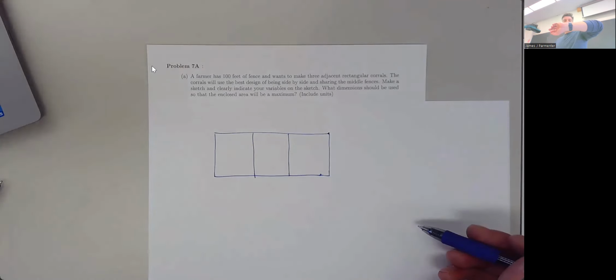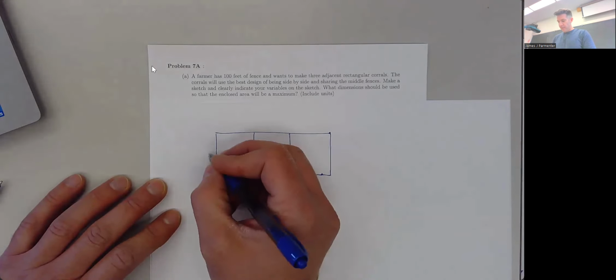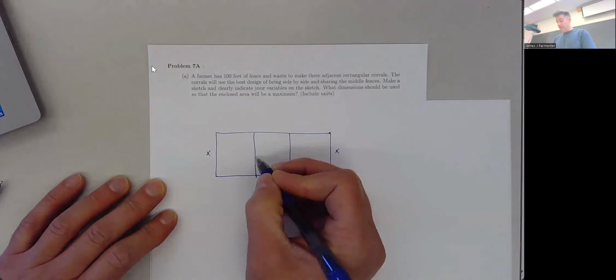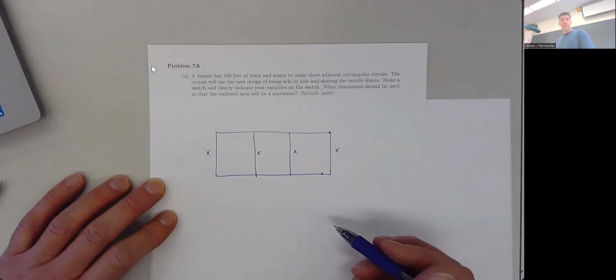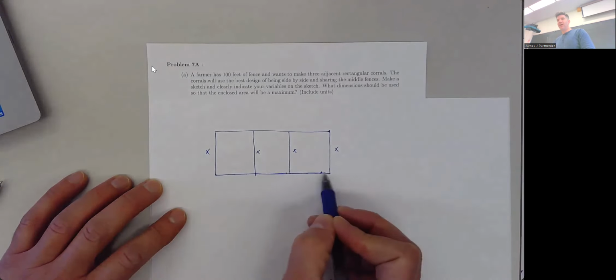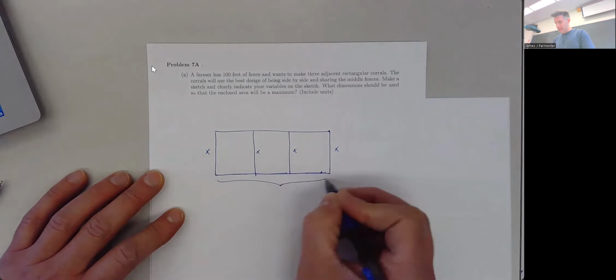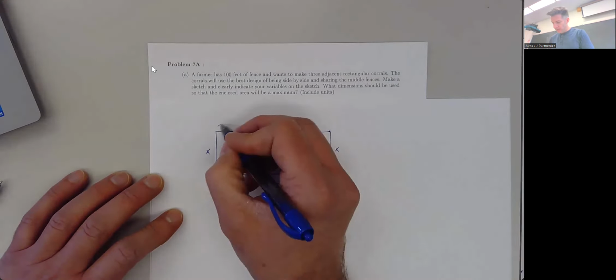There's 2 different ways of doing this. My preference is to call this side X. And we do have to write X's there because we do have to use fence to build those middle parts as well. And then some people like to call each of these parts Y. I like to say this whole side is Y. I feel like that is easier to me. And yeah, we have a Y up there as well.